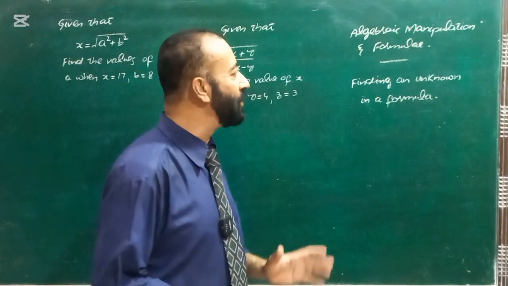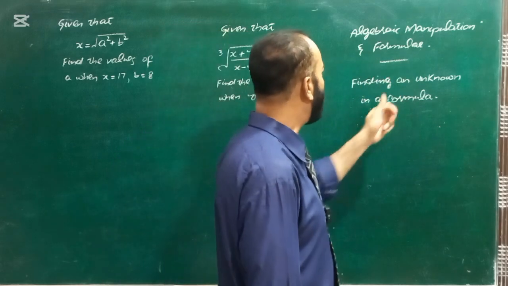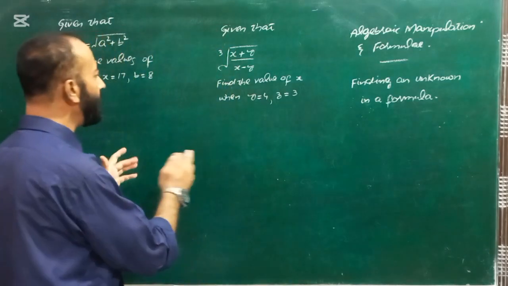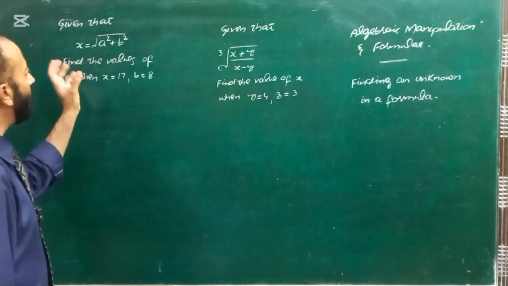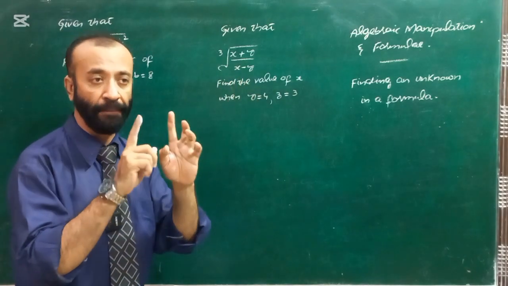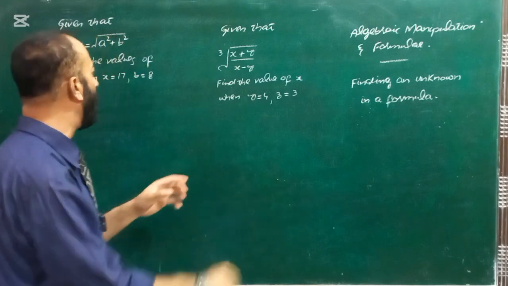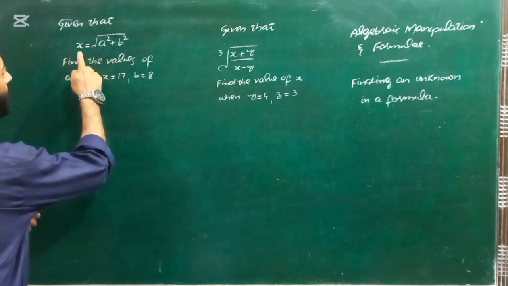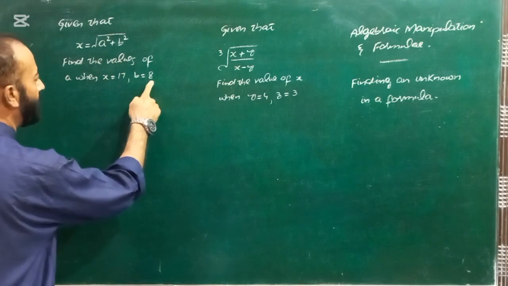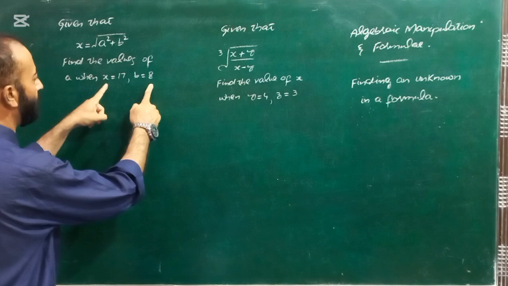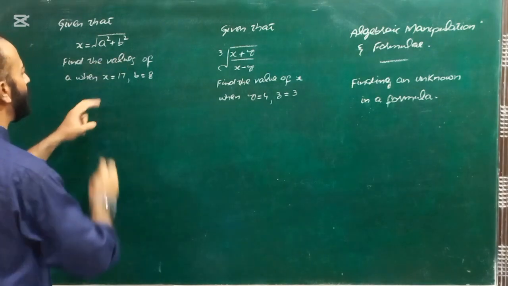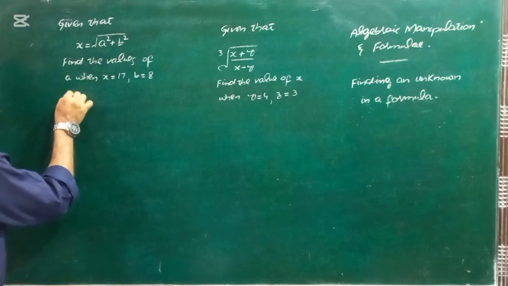Good morning, students. Our today's topic in algebraic manipulation and formulae is finding an unknown in a formula. So in this kind of question, the values of all the variables will be given except one, and that variable will be required to find the value of. So look now, in this question, 3 variables are given. Find the value of a when x is equal to 17 and b is equal to 8. So you can see 2 variables' values are given, and the third is the requirement. So the values which are given will be put into the formula, and the remainder will be solved.